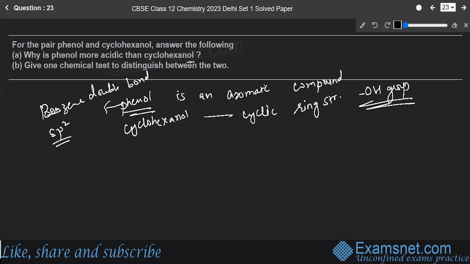Now the second one: you have to give one chemical test to distinguish between the two. I'll take the bromine water test.